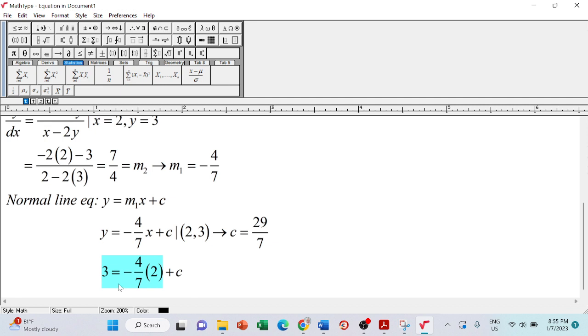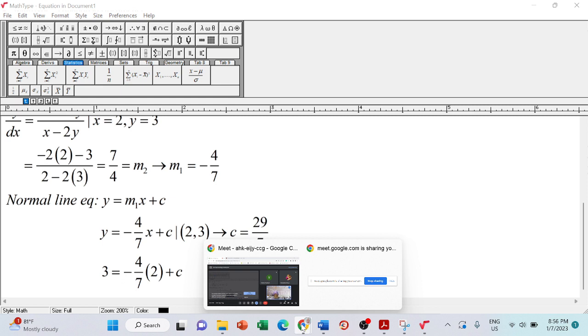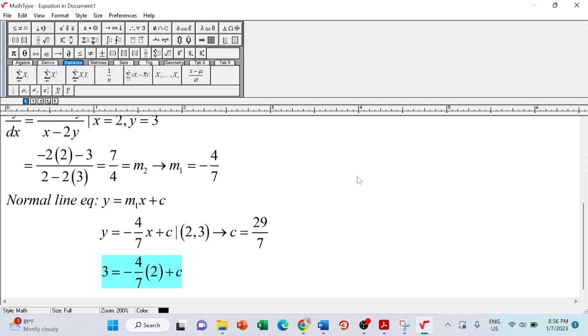In the blue equation, you calculate on the calculator 3 plus 8/7, because this is minus, so when you combine it with 3 and bring it to the other side it becomes plus. So you calculate 3 plus 8/7, so c is 29/7. Basically Vishnu has got it. Vishnu, are you there? Can you hear me?